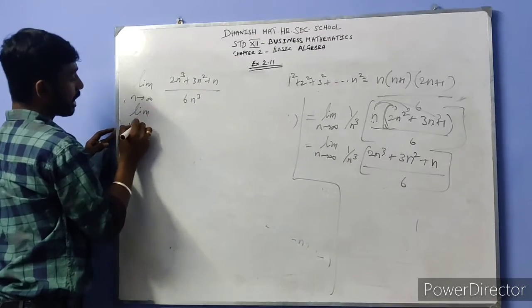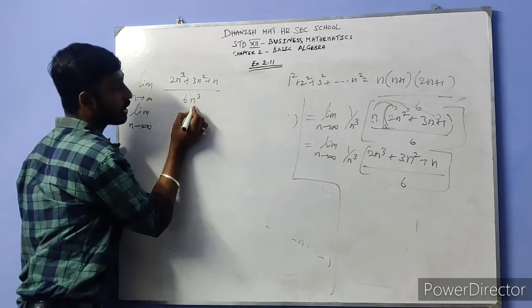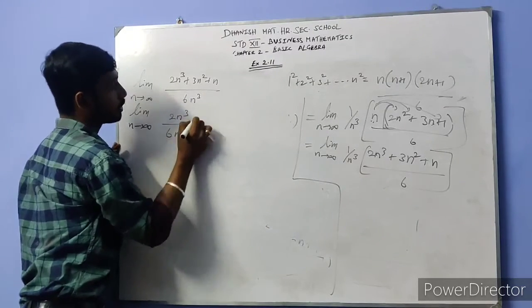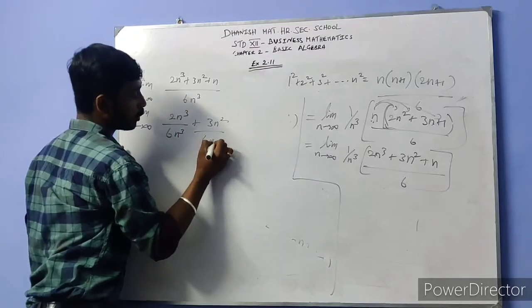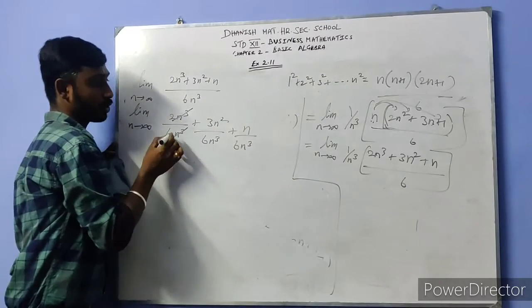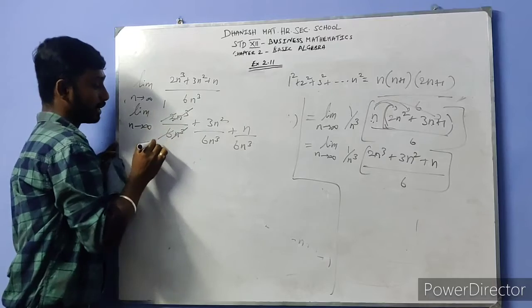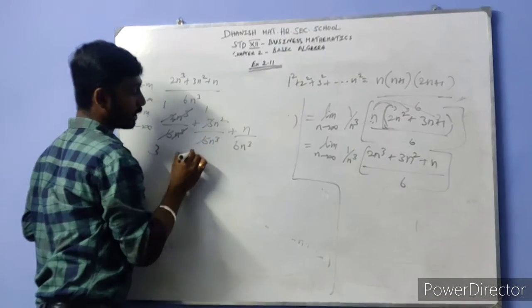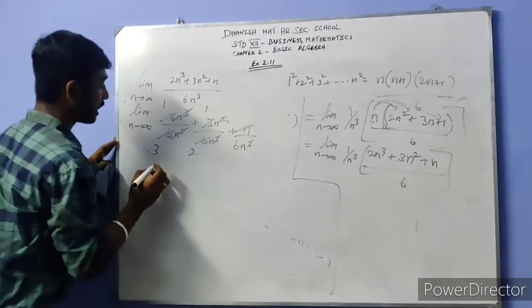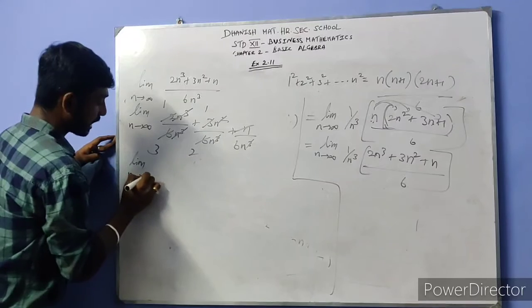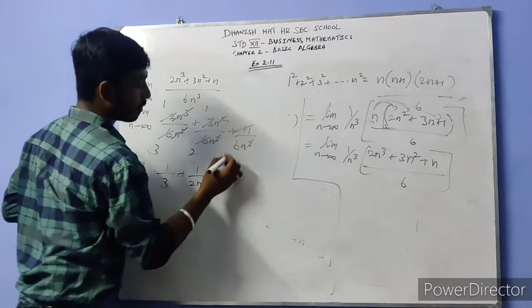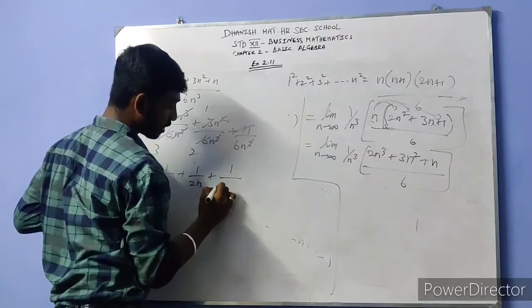Limit n tends to infinity. Now we separate the denominator for each term of the numerator: 2n cube divided by 6n cube, plus 3n square divided by 6n cube, plus n divided by 6n cube. Now we cancel: n cube and n cube cancel, 2 and 6 reduce to 1 by 3. Here as well, 3 and 6 reduce to 1 by 2, and we cancel this n, leaving 1 n. Cancelling this n as well, what remains is limit n tends to infinity, 1 divided by 3 plus 1 divided by 2n plus 1 divided by 6n square.